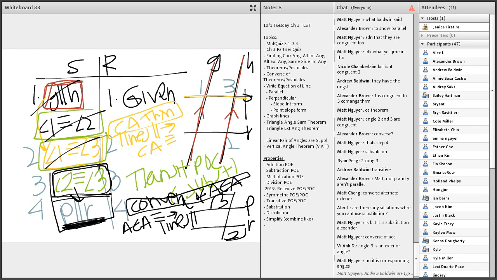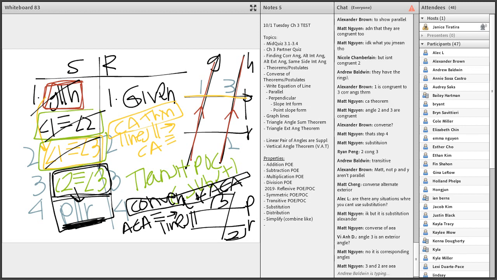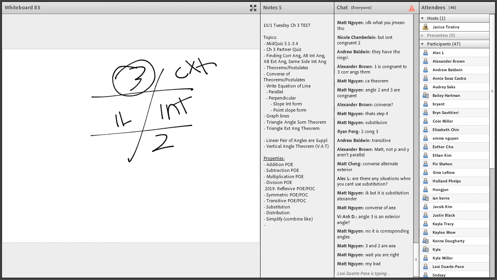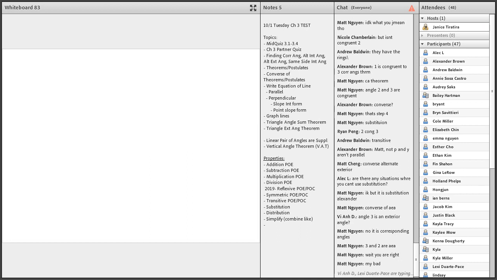Yep, angle 3 is an exterior angle. That is accurate. Angle 3 is outside of the two parallel potential lines. So 3 is yes, exterior. Okay? All right, so here, 3 and 2, yes, exterior. These are interior. Okay, all right, so then, let's try another one.